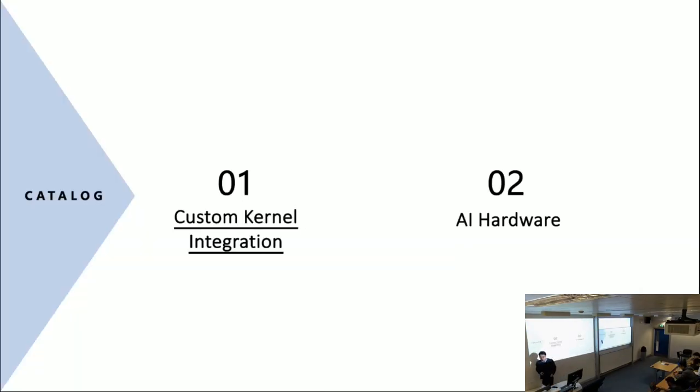In the first part, I will briefly introduce the motivation of designing custom kernels and how to integrate them into our front-end machine learning frameworks like PyTorch and TensorFlow. In the second part, I will introduce AI accelerators, AI hardware. Basically, I will introduce the systolic array, which is the basic compute unit in Google TPU, and their different data flows or stream flows.